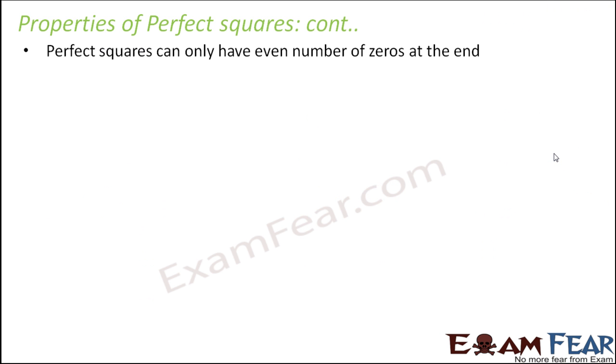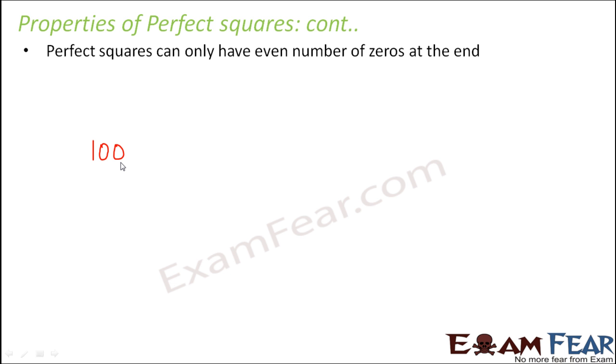Another interesting property: perfect squares can only have an even number of zeros at the end. So now we are talking about numbers with zeros at the end. If we say that a number with zeros at the end is a perfect square, what do I mean by that? I mean to say that that number is a product of two same numbers. For example, let's think of 100. So 100 is an example of a number with zeros at the end, right?